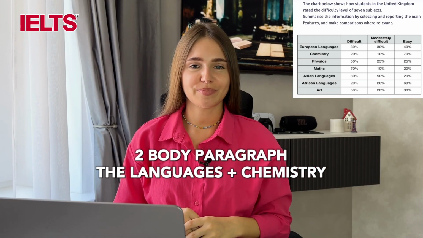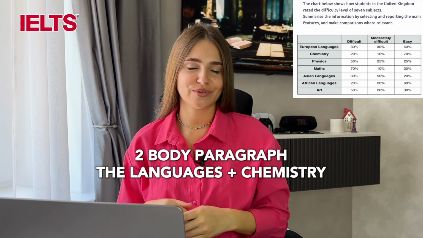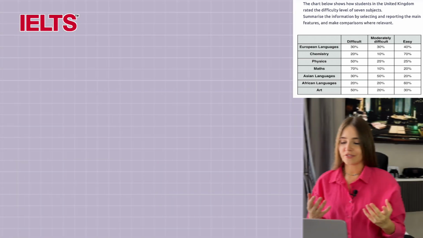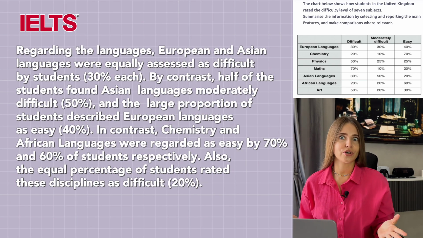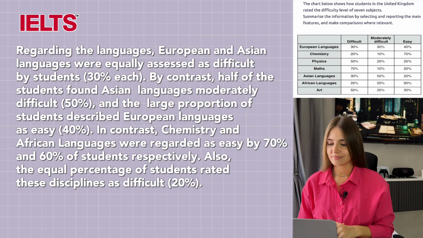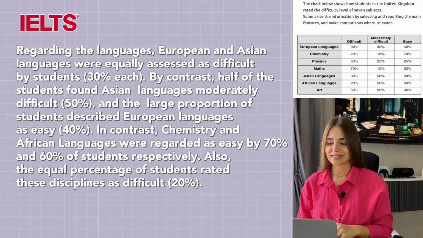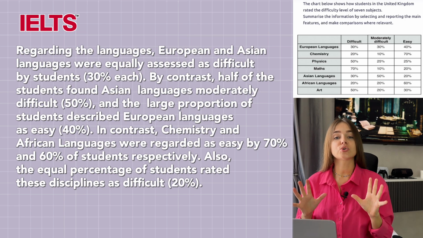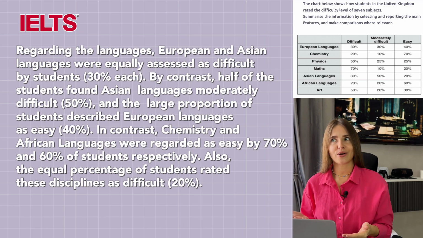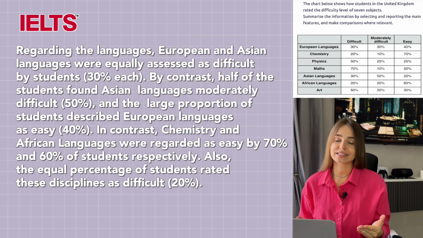So in the second body paragraph, I will compare the languages and chemistry. Regarding the languages, a very nice introducing linker to show what you're going to write about. Regarding the languages, European and Asian languages were equally assessed as difficult by students, 30% each. Again, similarity. By contrast, so in the Writing Task 1, we need to compare. So the phrases like by contrast, in contrast, as opposed to are very useful.